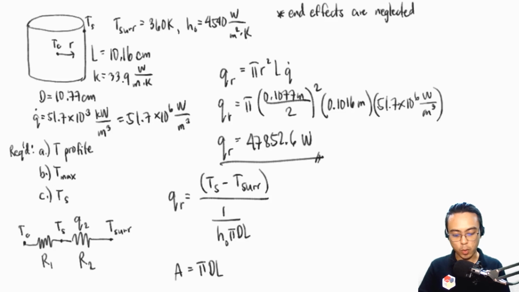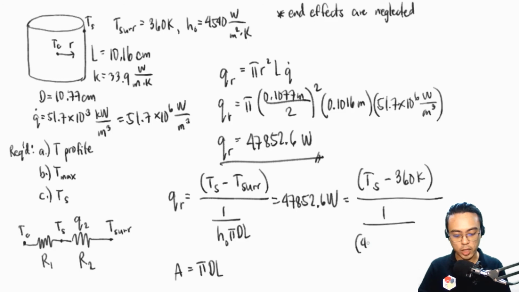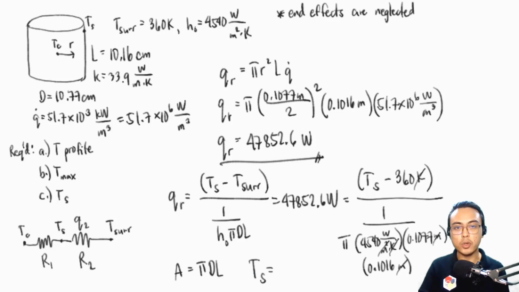We can now substitute our given. So this is equal to 47,852.6 watts, equal to, we are solving for the surface temperature, minus the surrounding temperature of 360 Kelvin, all over 1 over H, where H is 4,540 watts per square meter per Kelvin, times pi times the diameter 0.1077 meters times the length of the cylinder 0.1016 meters. So rearranging this equation, we can directly solve for the surface temperature of the cylinder.